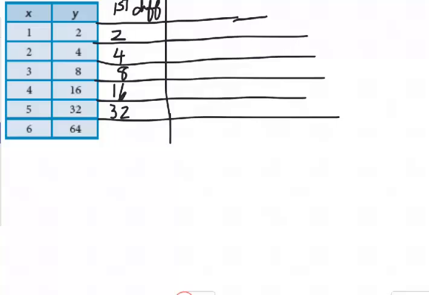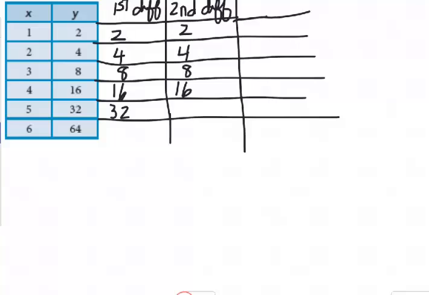To find if it's quadratic, I find the second differences. I do the same thing. I'm going to subtract 2 from 4, I get 2. Then 4 from 8, I get 4. Then 8 from 16, I get 8. Then 16 from 32, I get 16. You can also see that the second differences are not the same, so you say that this is not quadratic.